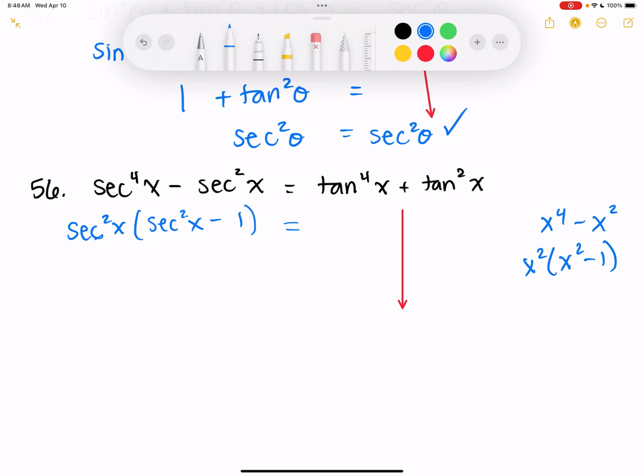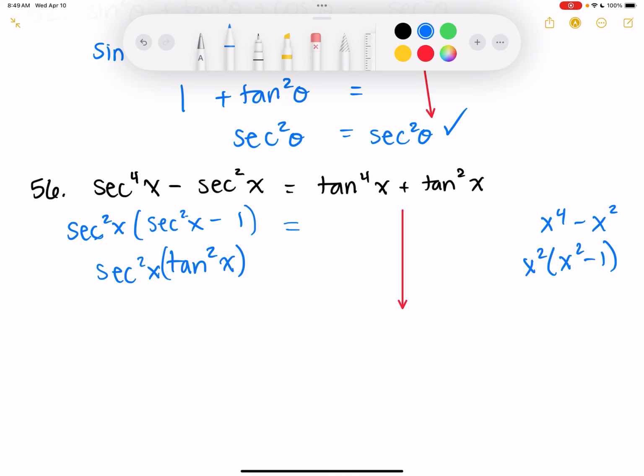So now, is there a way that secant squared of x minus 1 can be rewritten? Maybe, wouldn't it be tangent squared theta? Yep. So tangent squared, and just because this problem, for me, is in x's. If you do use theta, that's fine. But so I've got secant squared x times tangent squared x.